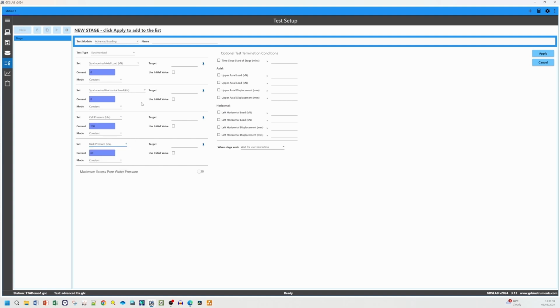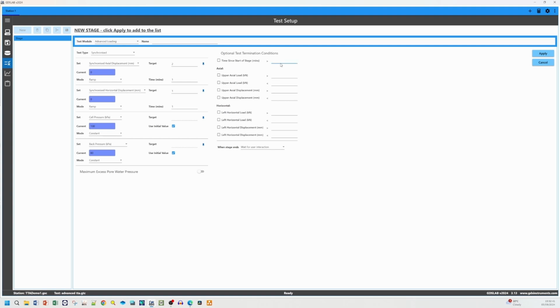So I'm going to input all my values for my test. This time I'm going to use synchronized, and then synchronized axle displacement with a target of 2 with a ramp in 1 minute. And then I'm going to use synchronized horizontal displacement, again a target of 1 this time, and a ramp in 1 minute as well. Then I'm going to have cell pressure using the initial value, which is currently at 100, and I want that to maintain at constant. And then I have my back pressure, and I also want that to maintain at constant because it's currently at 80.